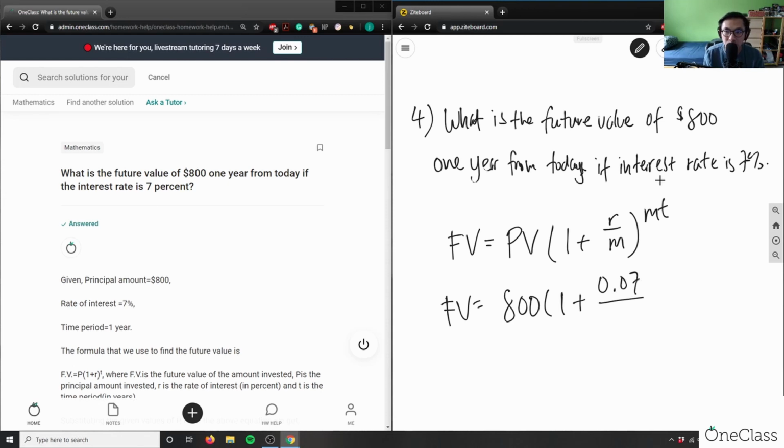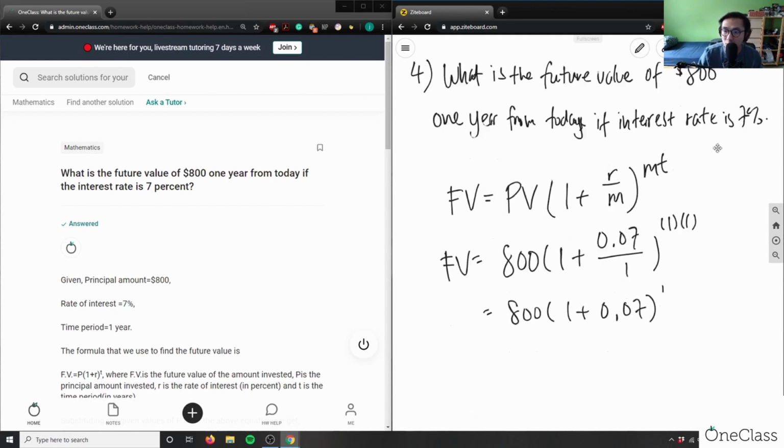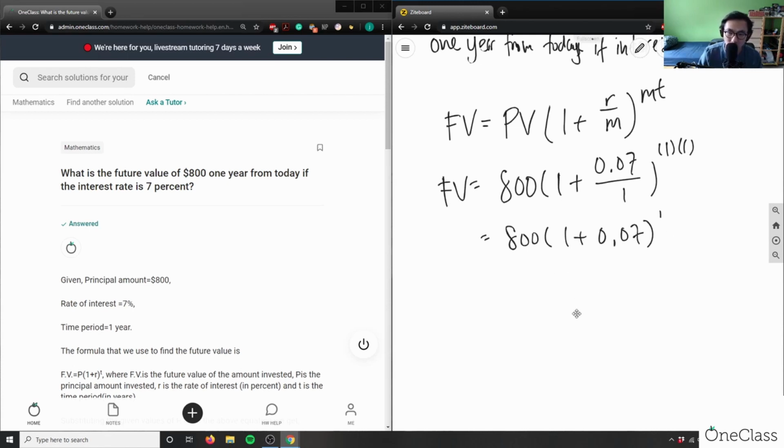0.07 divided by M, which is the number of periods based on compounding frequency. In this case, I'm assuming it's an annual interest rate of 7%, so there's only one compounding period. So it's only divided by 1, times M, which is also 1, times time, which is also 1, right? It's only 1 year from today. So I can simplify this. This is 800 times 1 plus 0.07 divided by 1, which is simply 0.07, and 1 times 1 is 1, which is just to the power of 1. So all I'm doing is 800 times 1.07.